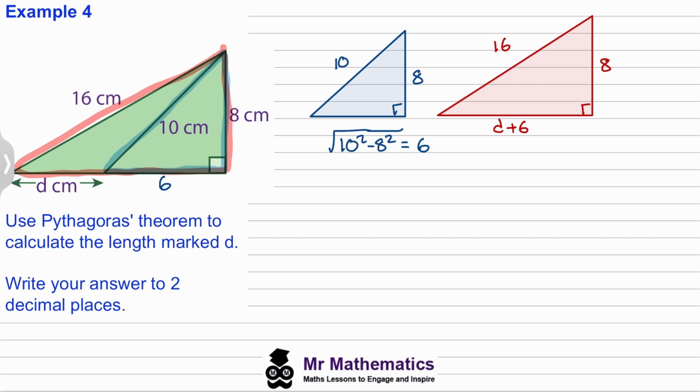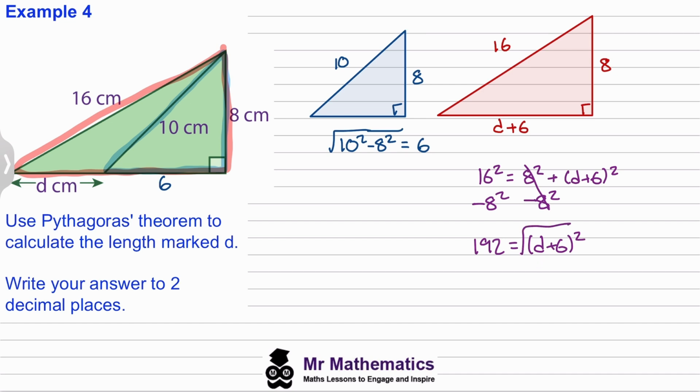Now we can apply Pythagoras' theorem again. We know the area of a square on the hypotenuse will be 16 squared, and this will equal the area of a square on the 8 side, so 8 squared, plus the area of a square on the base, which will be d plus 6 all squared. And then we can subtract the 8 squared from both sides. Then these two will cancel, and 16 squared minus 8 squared is 192, equal to d plus 6 all squared.